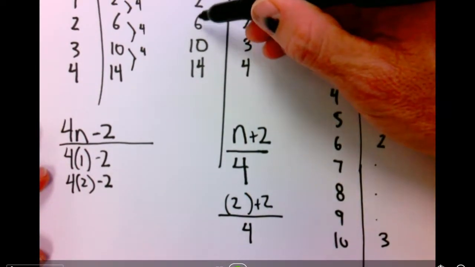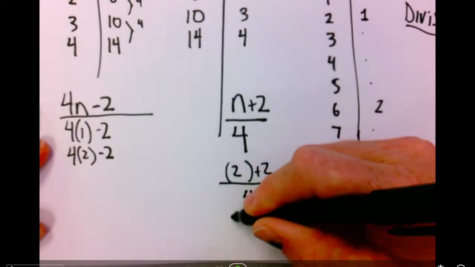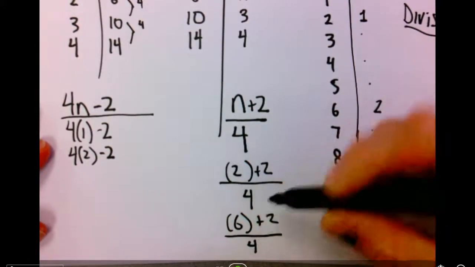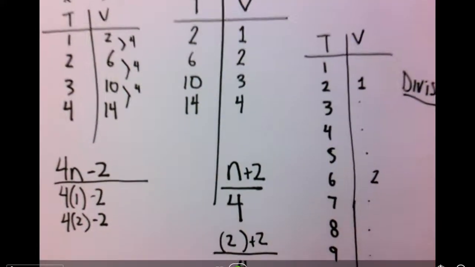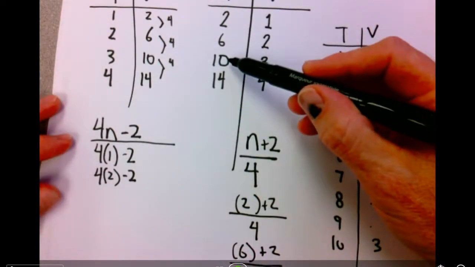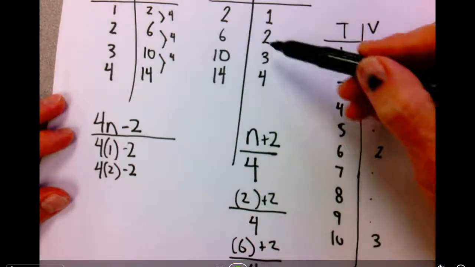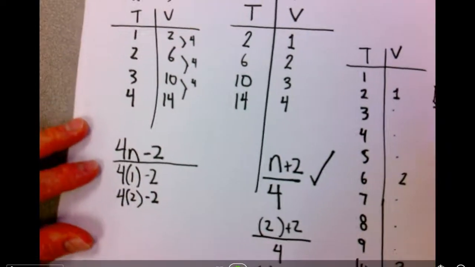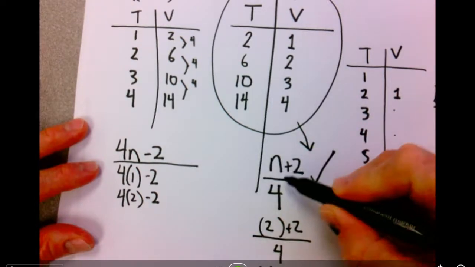Let's see if it works for the second one. Well, actually, the sixth one. So if I plug 6 here, I've got 6 plus 2 over 4. Well, I get 8 over 4, which gives me a value of 2. So, therefore, I should do it a third time just to double check. 10 plus 2 is 12, divided by 4 gives me 3. Yes, it does work. So therefore, our nth term for this pattern is n plus 2 over 4.